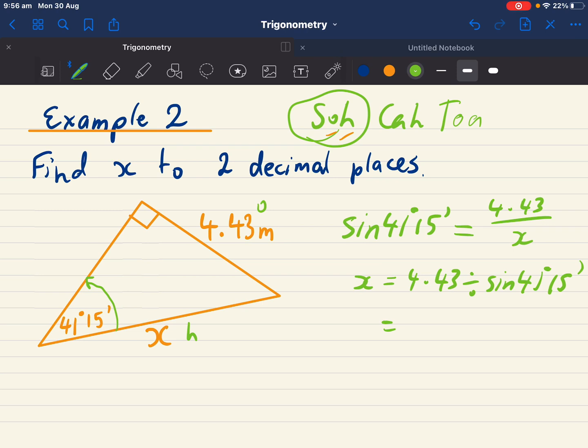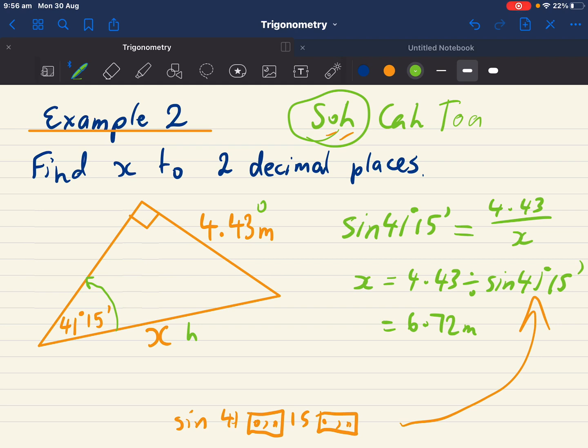If you've forgotten how to type this into the calculator, what you would do is type sine, type 41, and then press the degrees, minutes, seconds button, type 15, and then press the degrees, minutes, seconds button again. Pressing equals, you end up getting an answer, to 2 decimal places, 6.72 meters. And this second example is done.